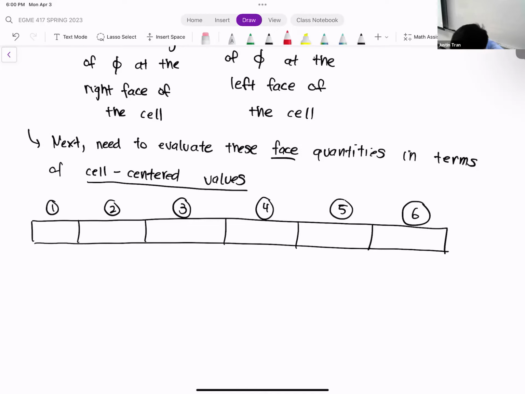What we want are the solution values at the middles of the cell. So this would be like phi1, this would be phi2, phi3, phi4, phi5, phi6. Because the idea is that if we solve for the solution value at the middles of the cell, that's going to be a value that's valid for that entire cell. But we don't have that right now.